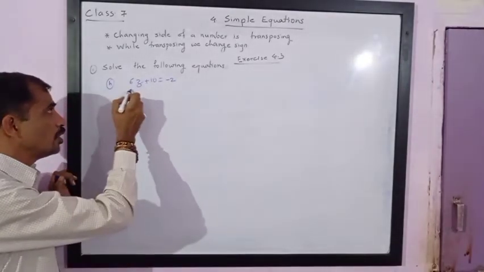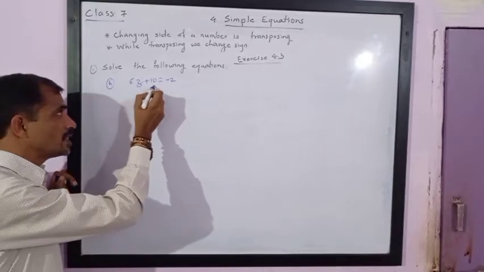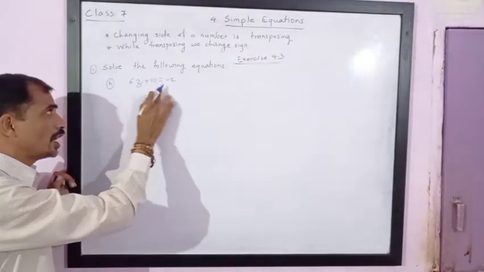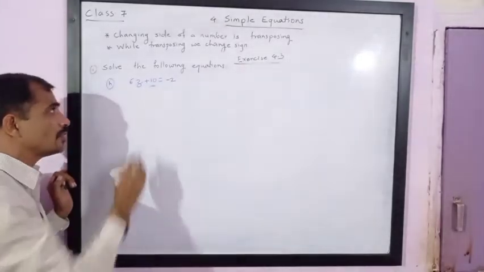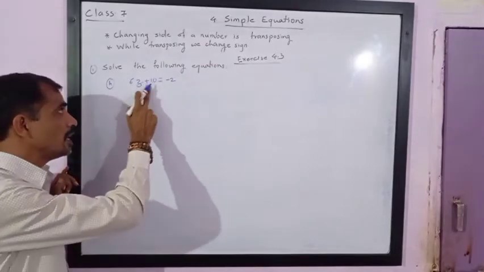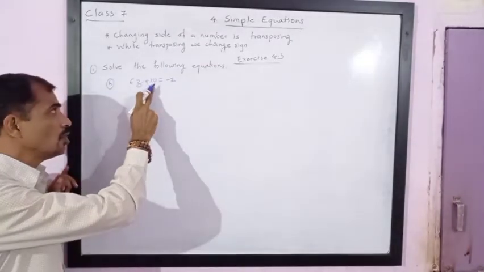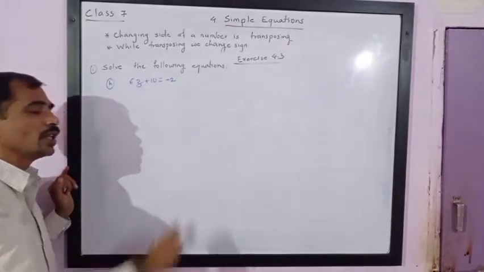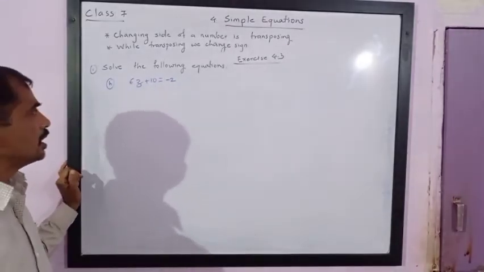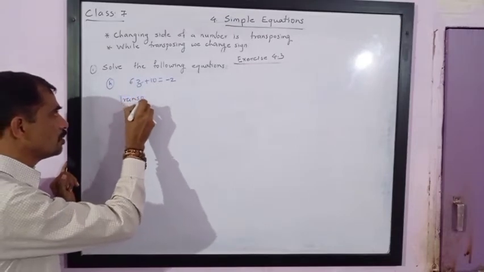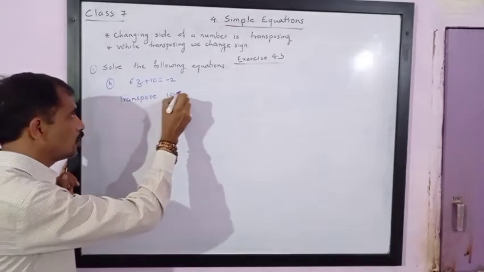So please note here, now our question is 6z plus 10 is equal to negative 2. So we need to eliminate the term which does not contain z. So here first that is to be eliminated is 10, and here it is added to the left hand side. So we need to eliminate 10 by transposing. When we transpose 10 to the right hand side, it will become minus. So transpose positive 10 to RHS.